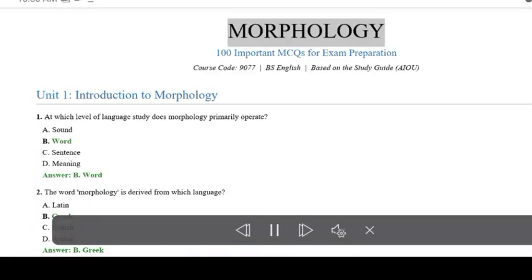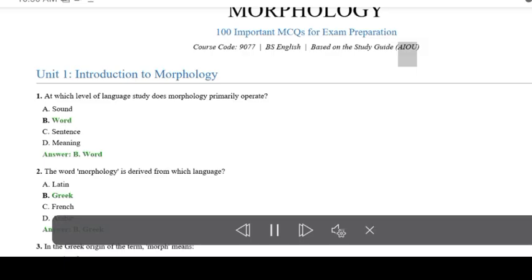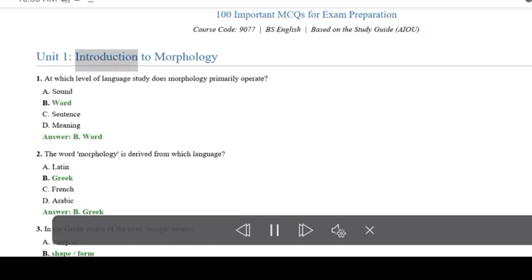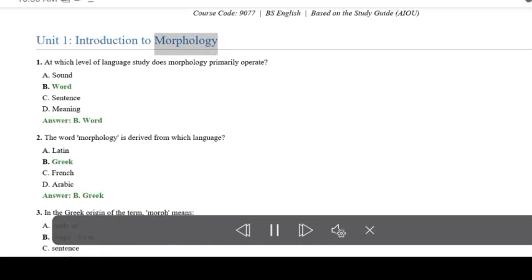Morphology. 100 important MCQs for exam preparation. Course code 9077 BS English, based on the study guide, AIOU. Unit 1, Introduction to Morphology.